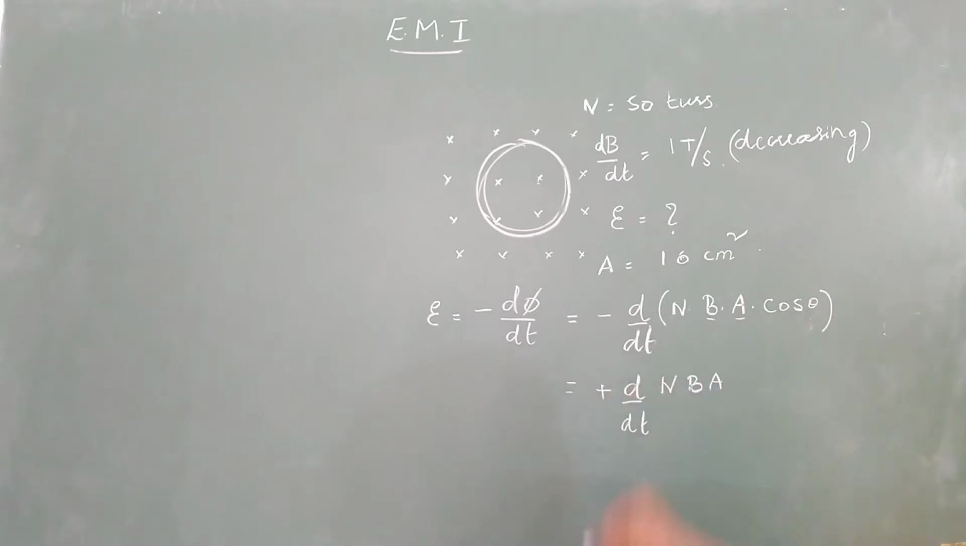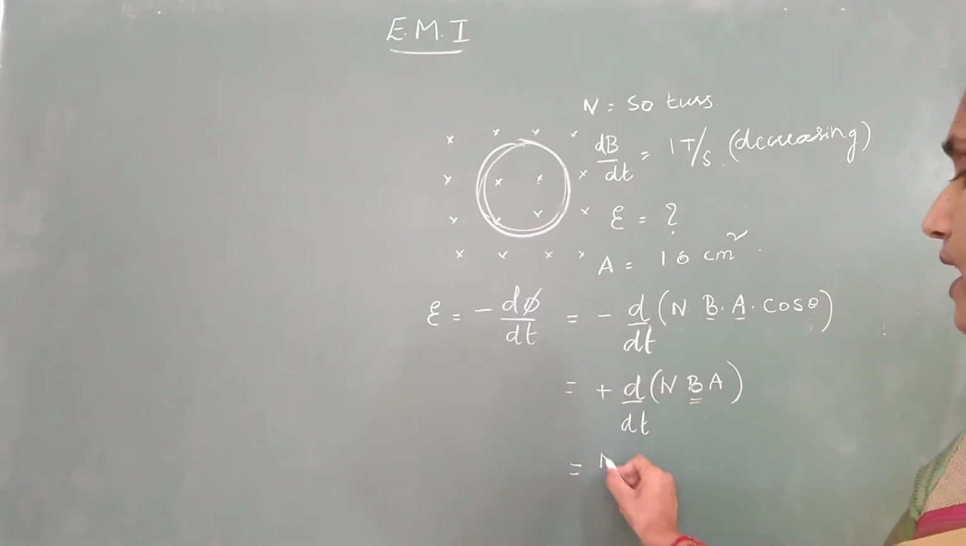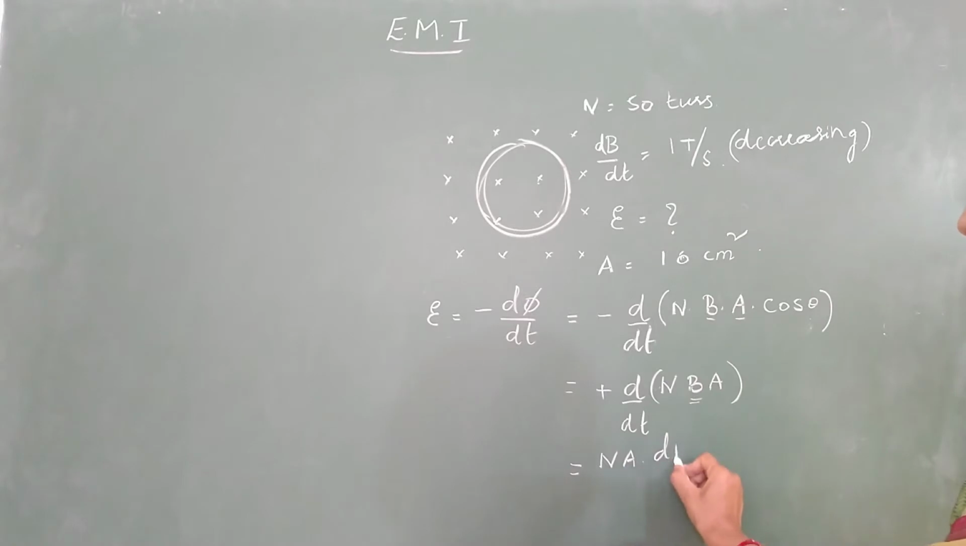Cos 180 is minus 1, I will make it plus. Number of turns is constant. Area of the coil is constant. And field is changing with time. So what should be your induced EMF? N into A into dB by dt.